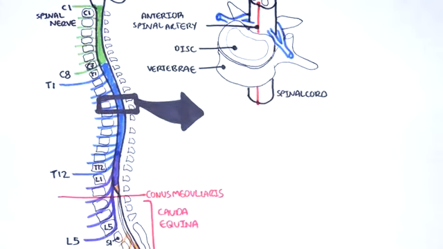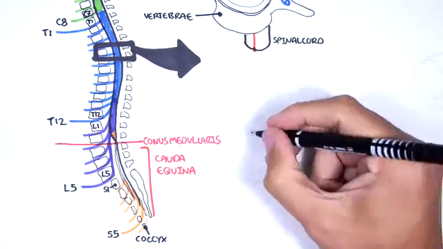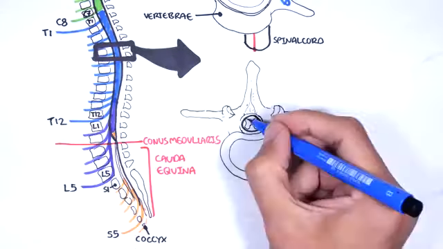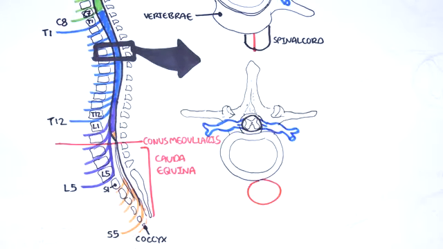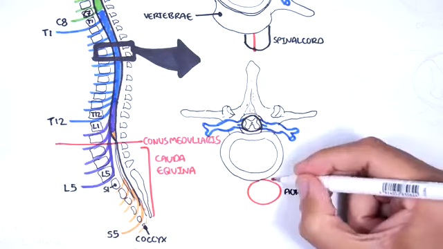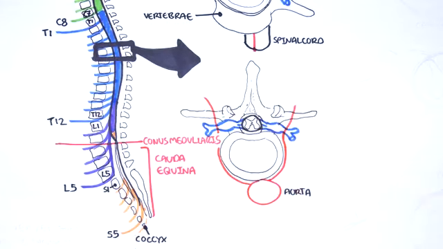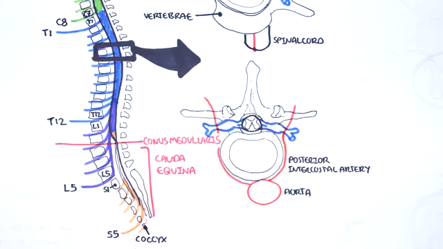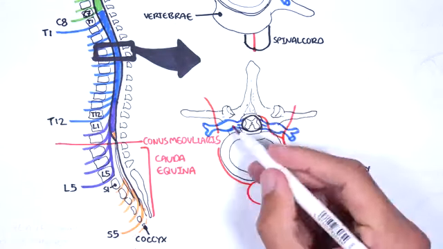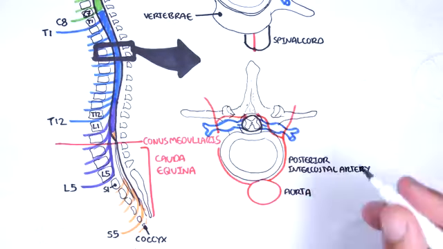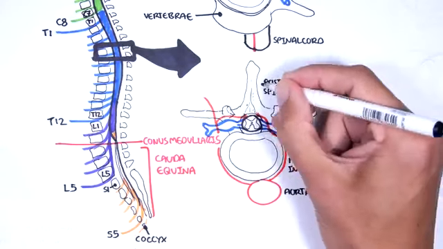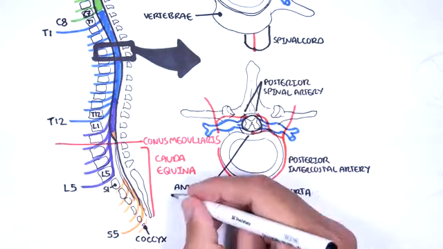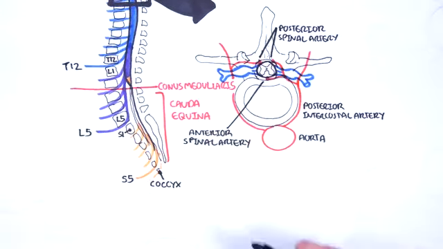Let's look at a superior view of the thoracic spinal cord and vertebra now. Anterior to the vertebral body is the thoracic aorta. Now the thoracic aorta has posterior artery branches called the posterior intercostal arteries, which will supply the ribs. The posterior intercostal arteries branch to form the posterior spinal artery and also give rise to the anterior spinal artery in the thoracic section of the spinal cord.